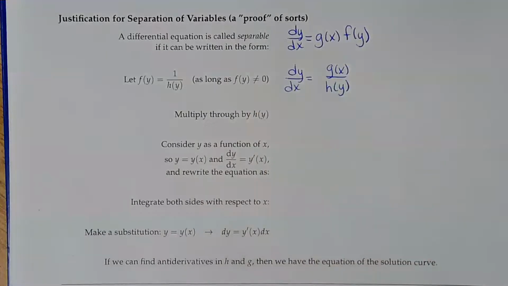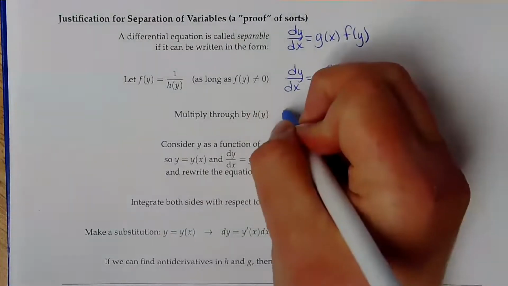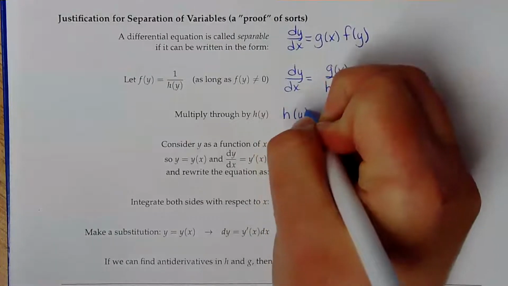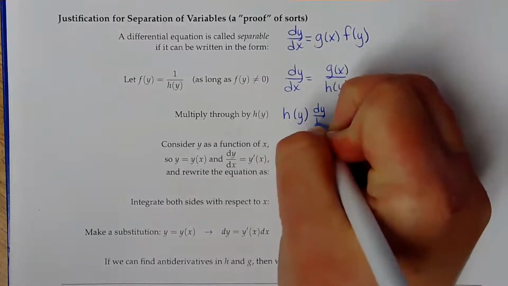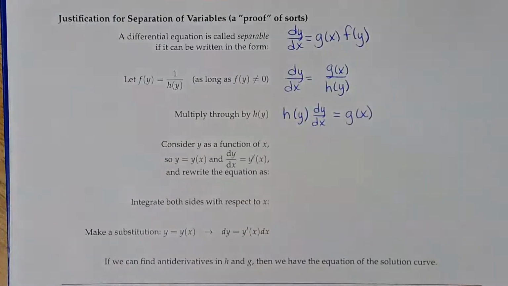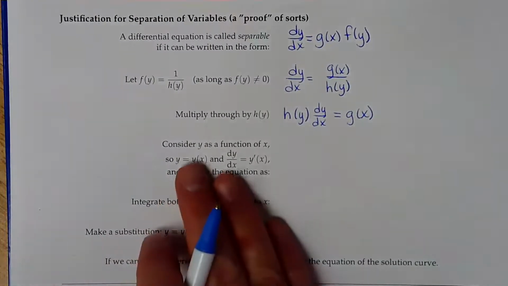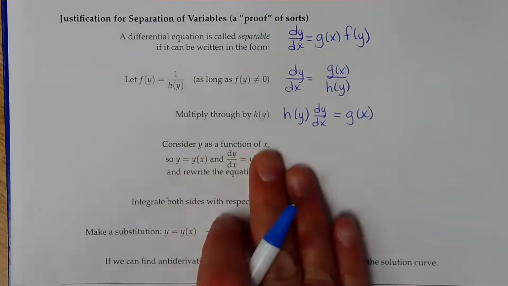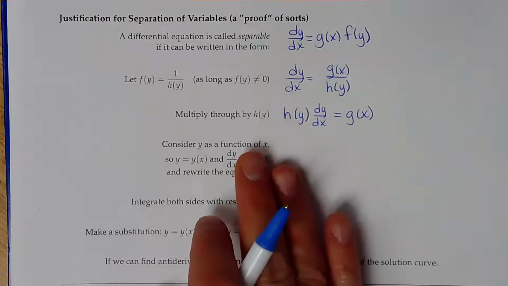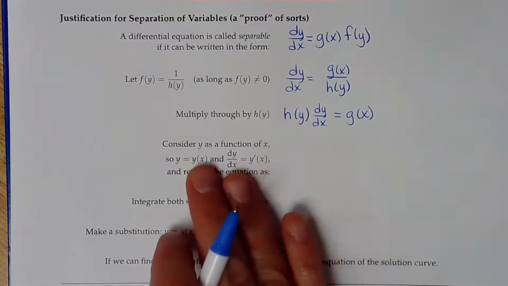And then what we're going to do is multiply through by h of y. That gives me h of y times dy/dx is equal to g of x. Okay, so just a little bit of algebra so far. Now I'm going to consider y as a function of x. So you saw something similar to this when we worked through a proof of integration by parts. So this will be a similar kind of idea.